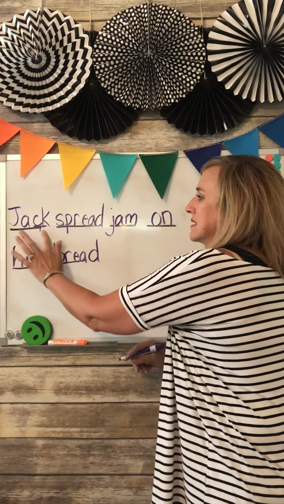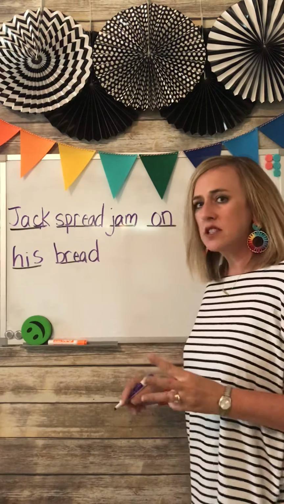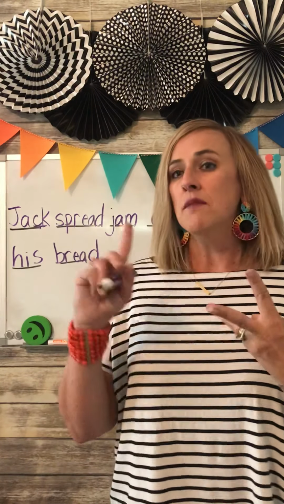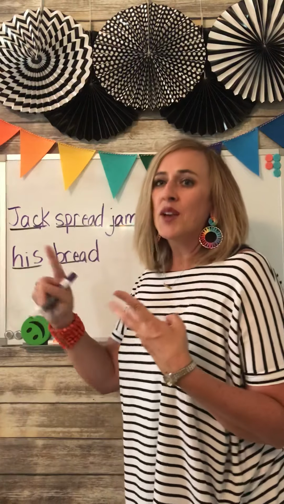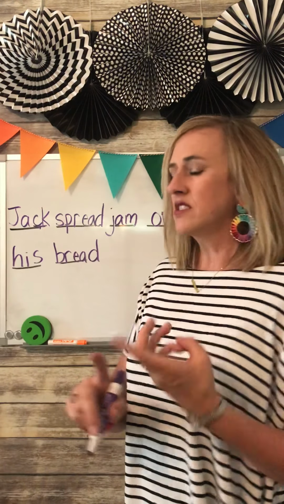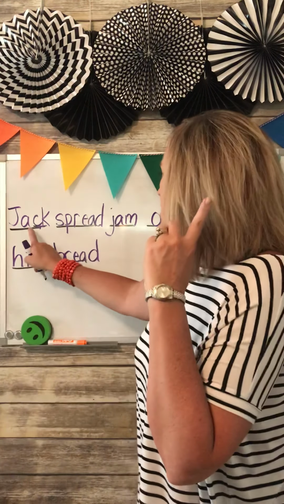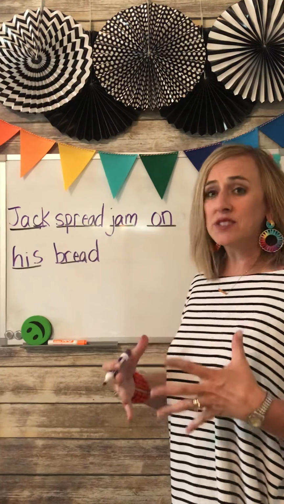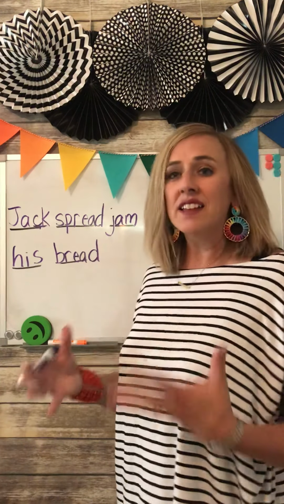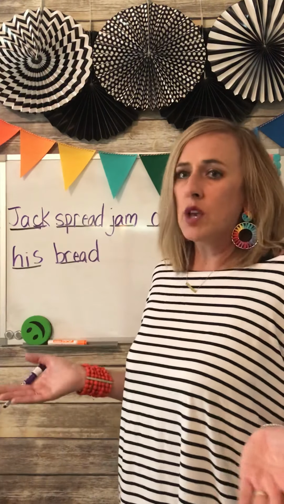Now when I'm writing my sentence, we said there's 3 things we want to do. Start with the uppercase letter. Make sure our words are spelled correctly. They are because we worked them together. And then use the correct punctuation. So let's listen to the sentence. Jack spread jam on his bread. This sentence tells us something. When a sentence is telling us something, it's giving a statement, we always use a period.